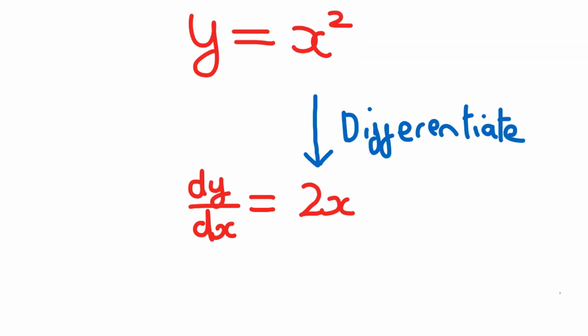So when we differentiate x to the power of 2 this side, we get 2x. And when we differentiate this side, y, when you differentiate y, you get dy over dx. And this is the basis of implicit differentiation.